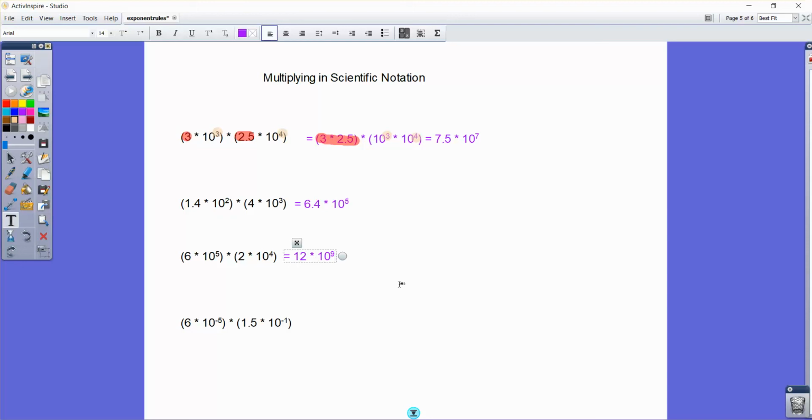We need to make this number be lower, right? So 12 needs to become 1.2. Now you might say to yourself, well, how the heck did I do that?